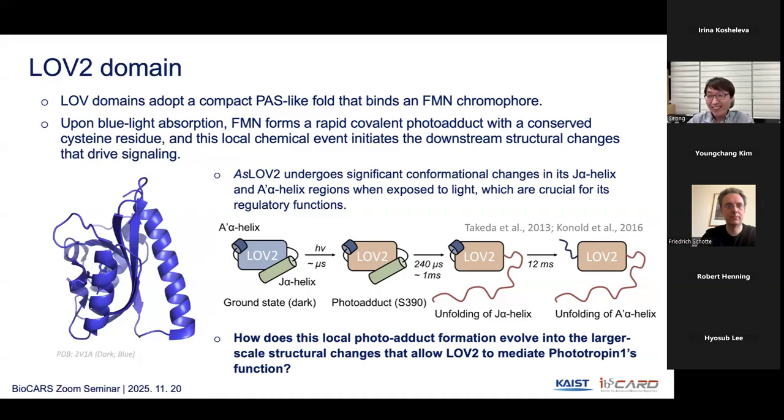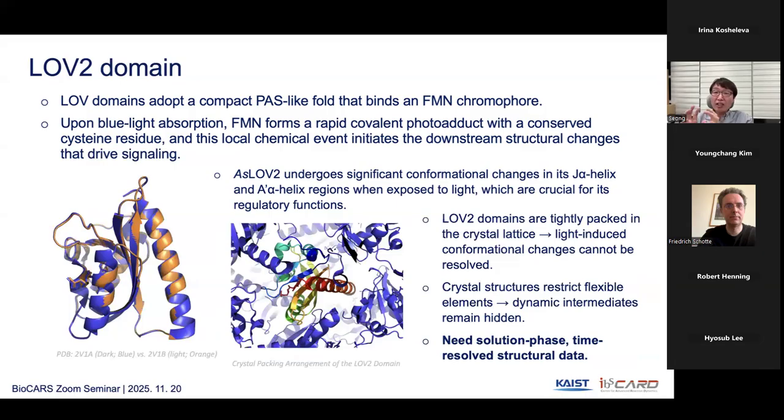then becomes, how does this rapid local formation of the photoadduct propagate into larger-scale structural changes that enable LOV to mediate the phototropin's functions? In crystals, LOV2 domains are tightly packed, restricting motions. Thus, light-induced changes cannot be fully resolved, and many dynamic intermediates remain hidden. Therefore, time-resolved studies in the solution phase are required to understand the mechanism of LOV2 photoreactions.